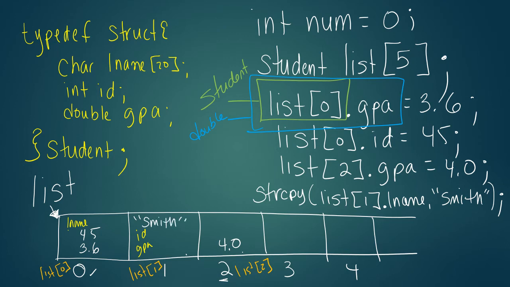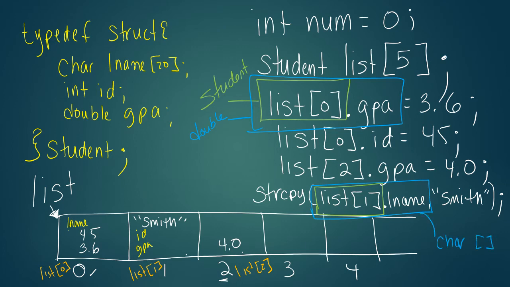So obviously I don't have the space to fill everything in, but I hope that you can at least have an understanding here that each one of these elements within my array is a student, and when you get to the field, it is the data type of the field. So I'll do it again here. List at index 1, that's a student, and list at index 1 dot lname, that's a character array.